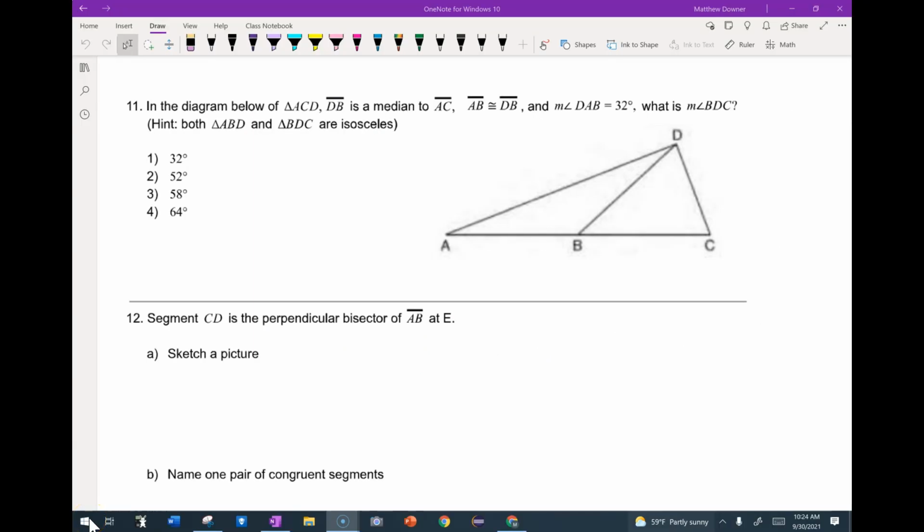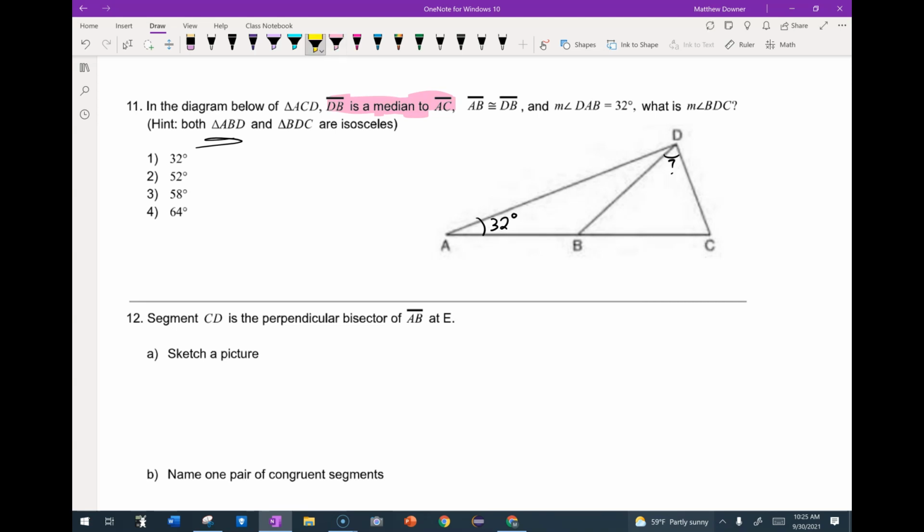Number 11. In the diagram below of triangle ACD, segment DB is a median to AC, AB is congruent to DB, and the measure of angle DAB, right there, is 32 degrees. What is the measure of angle BDC right up there? And one hint I gave you is that you could figure out the triangle ABD over there and triangle BDC over here are isosceles. Let's break apart some of those givens.